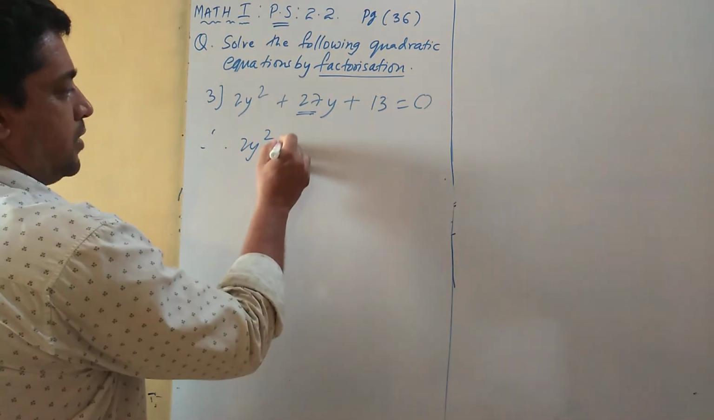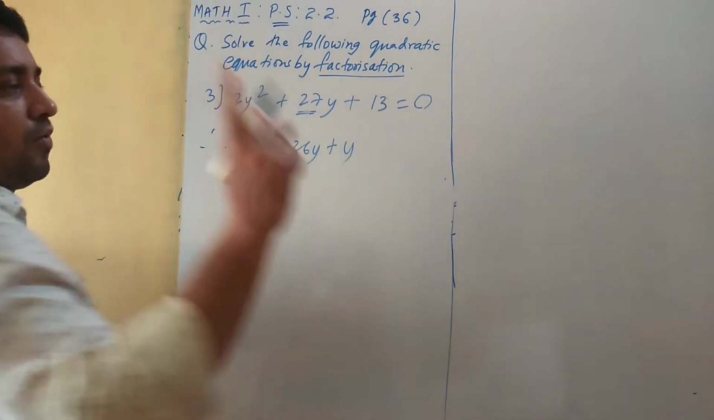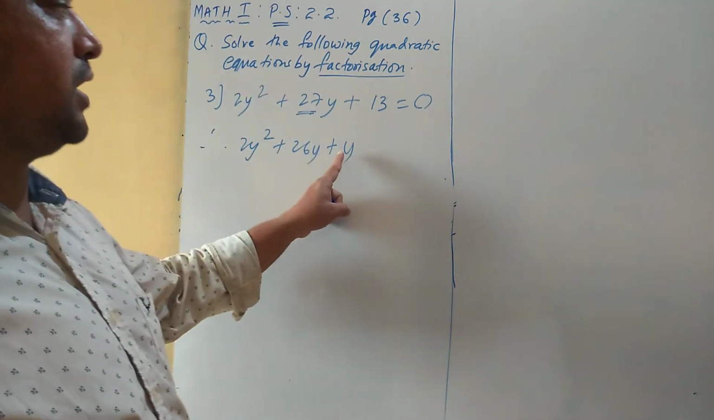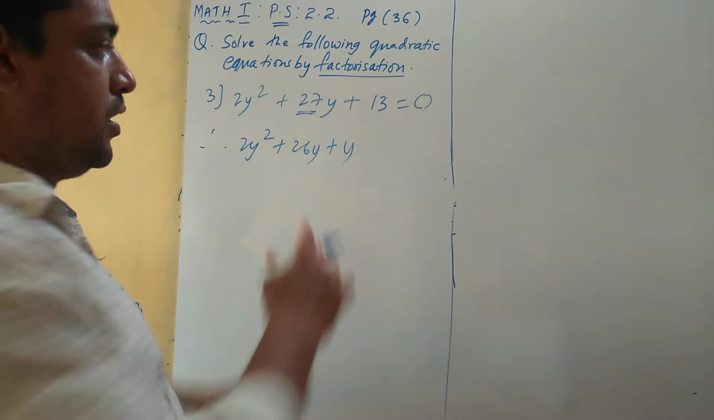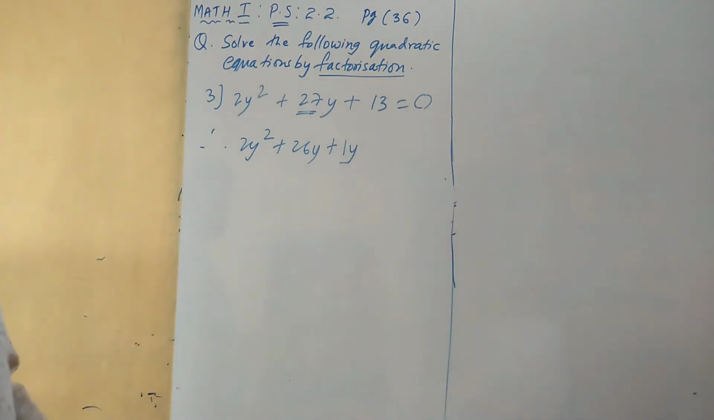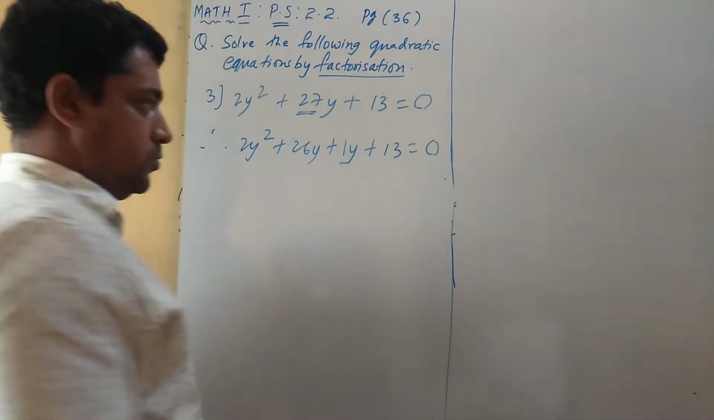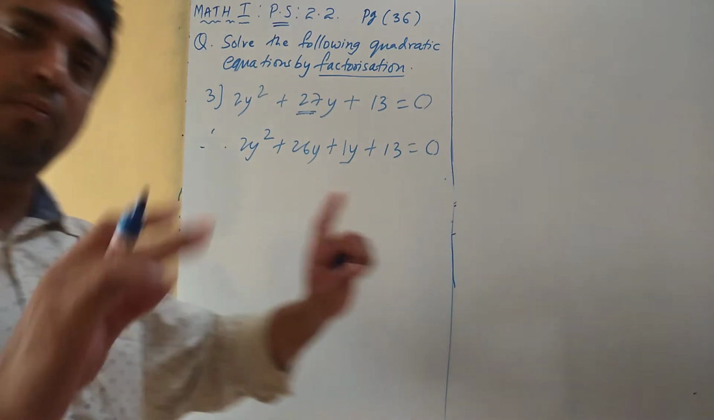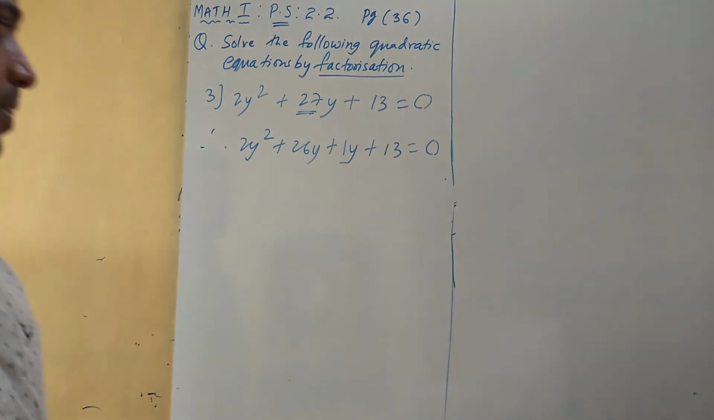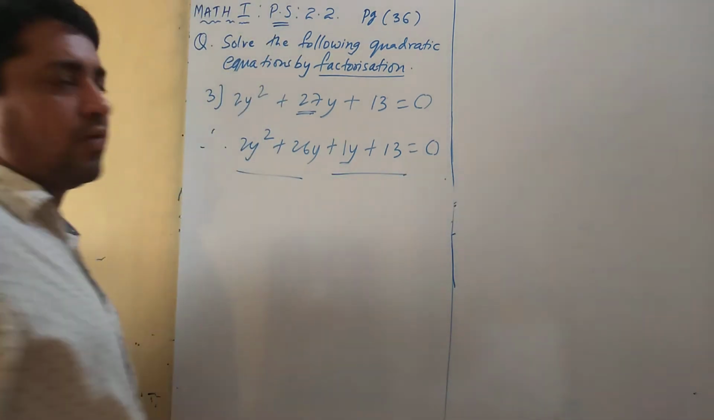Okay, so let's start. 2y square plus 26y plus y, 1y, correct? 26 and 1. If you want to write 1, then again there is no problem. You can write 1y also. That doesn't matter. Plus 13 is equal to 0. If you write y, that will be fine. Now we'll make pairs and try to find the common factor.